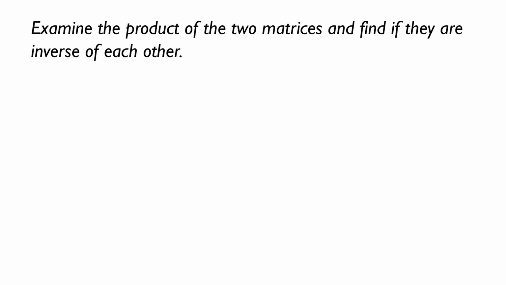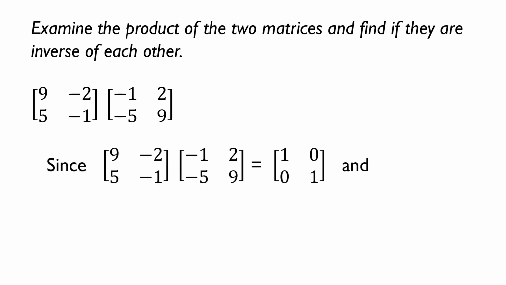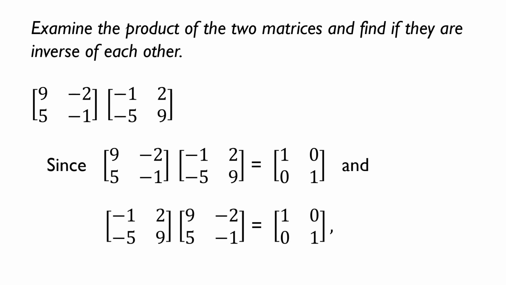Examine the product of the two matrices and find if they are inverses of each other. If I have two matrices, I have to multiply them and check whether the product gives me an identity matrix, because AB equal to BA equal to I means A and B are inverses of each other. So let us find the product here. I get [1 0; 0 1], and the same way we reverse that and find the product. That also gives me [1 0; 0 1]. So these two matrices are inverses of each other.